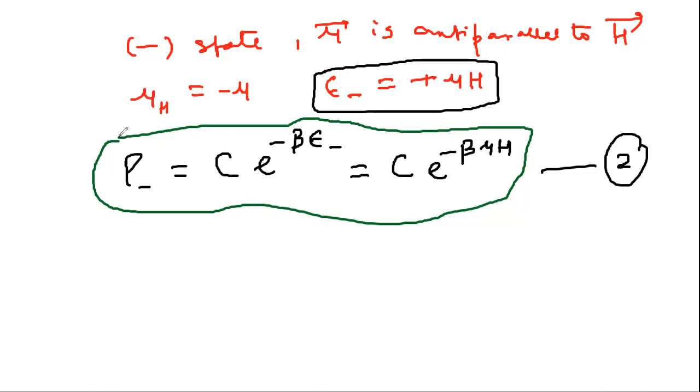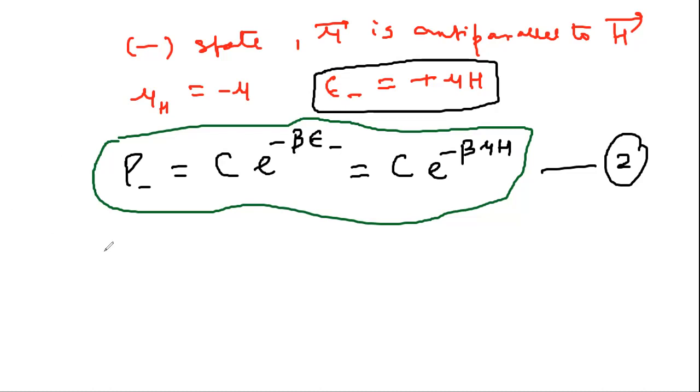So as I told you, since the first state, that is the plus state, where mu is parallel to h, is more probable, it is clear that the mean magnetic moment must point in the direction of the external field. When we take the average over the ensemble which we constructed, since the plus state is more probable, the mean magnetic moment must point in the direction of the external field.